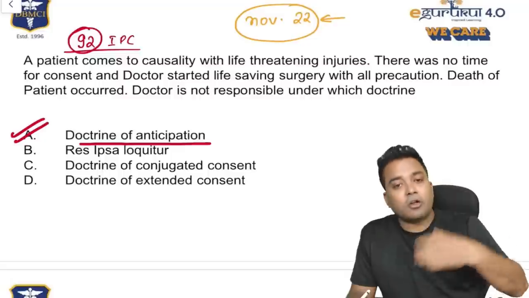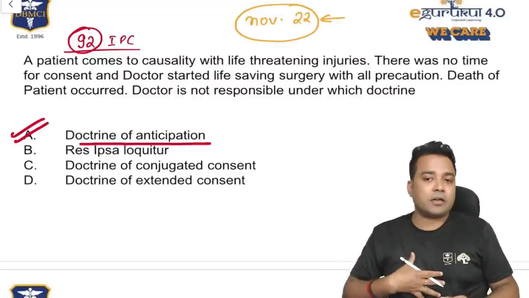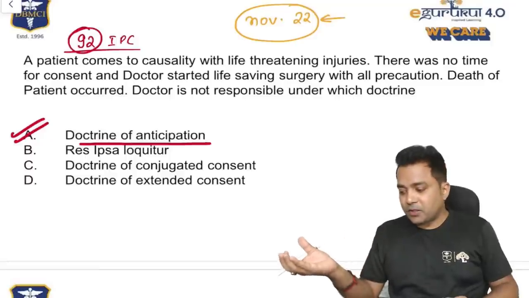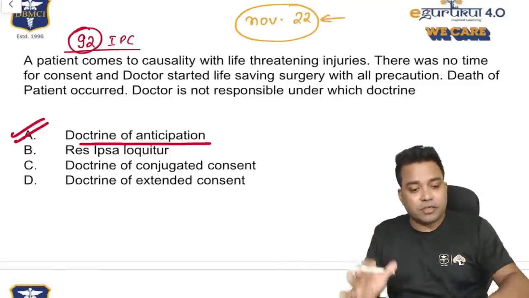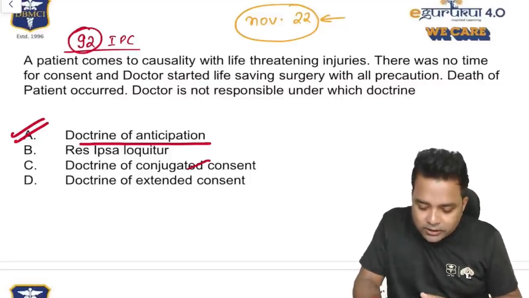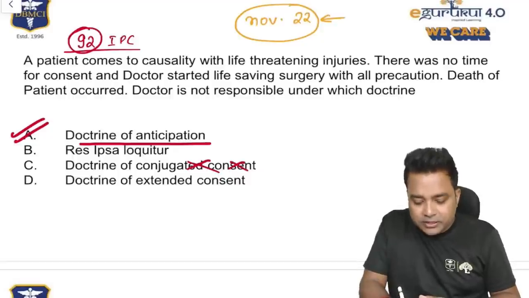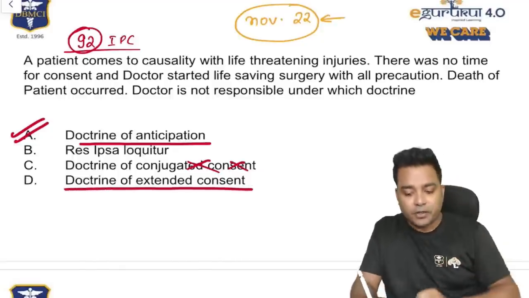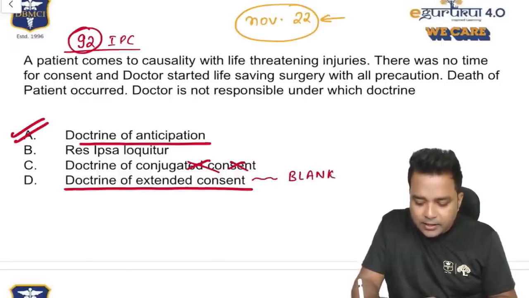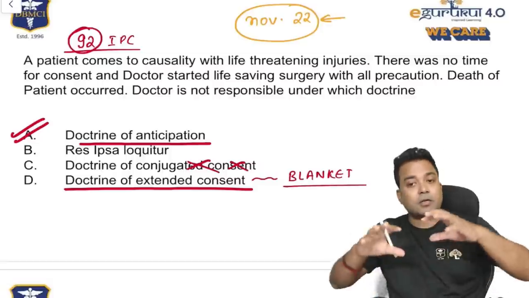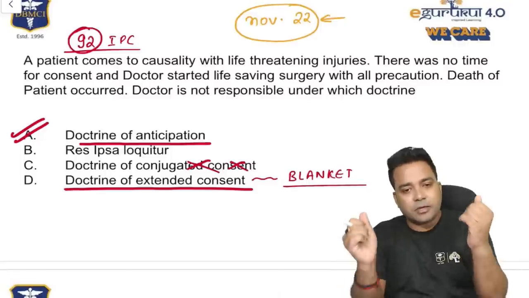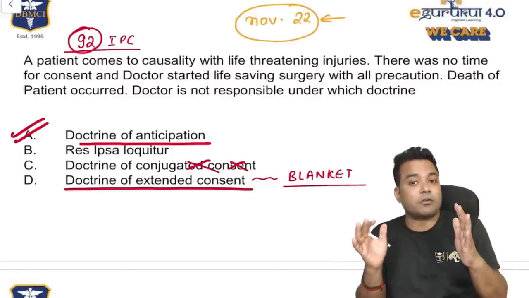RIL is obvious fault done by the doctor, like instruments left in the cavities, swabs left in the cavities, or surgery over the wrong limb. If there is an obvious fault done by a doctor, then RIL is applicable. There is nothing called doctrine of conjugated consent, dummy option. Doctrine of extended consent is not valid in our country. This is almost synonymous to blanket consent. What is blanket consent? At the time of admission, consent is taken for every surgical or medical procedure which can be done by the doctor in good faith of the patient.